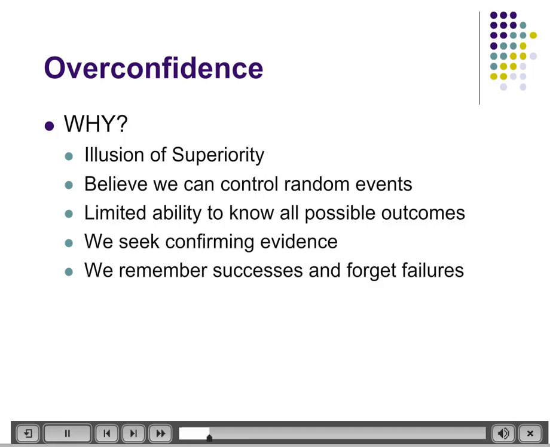So it's very important that we recognize that random is random. It is not something we can control. It's not something we can predict. Again, we talked about the limited ability to know all the outcomes. The other one is seeking confirming evidence. Whenever we are looking to support our arguments, which then pushes us to lead with a lot of overconfidence, we look for confirming evidence and we don't look for disconfirming evidence.